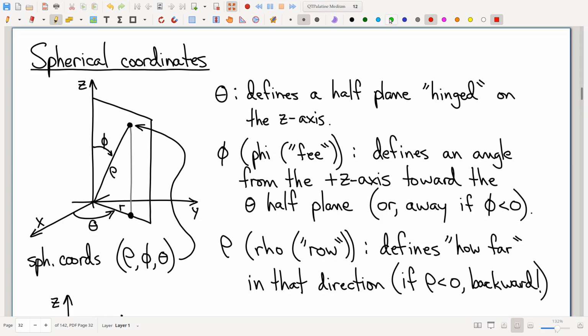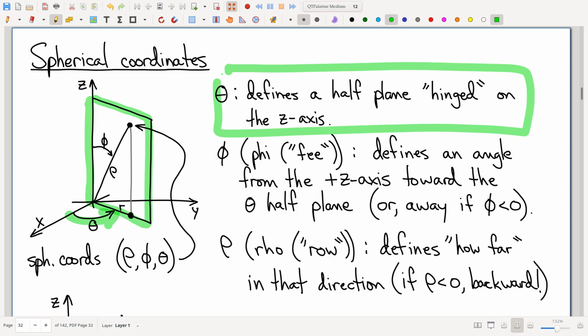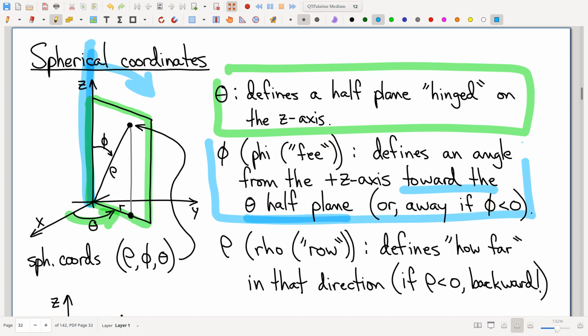That said, here's the idea of spherical coordinates. We actually are going to start off with, frankly, the polar idea of theta. Right? So there's that half plane hinged on the z-axis again. Once we've defined theta, once we've agreed on what theta is, I can then say, from the vertical part of the z-axis, how would I rotate into the theta plane, towards that theta half plane, and that then defines a direction.